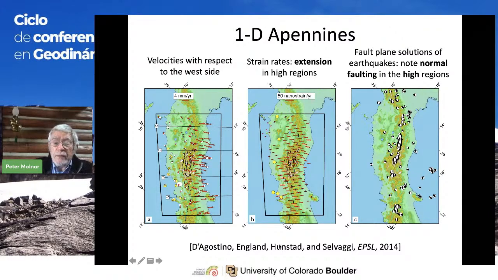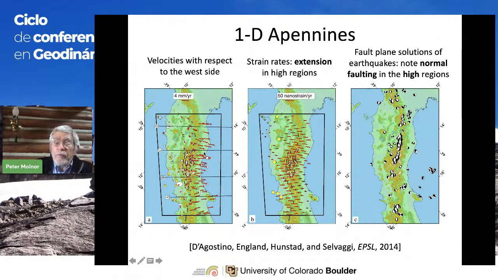It's a very nice study done, published 7 years ago about the Apennines. So this is the Italian peninsula coming through here. This is velocities with respect to the west side. The yellow circles show velocities very small, I've forgotten the bound, but very small, essentially zero. And the velocities all increase to the right, and they all point to the right.